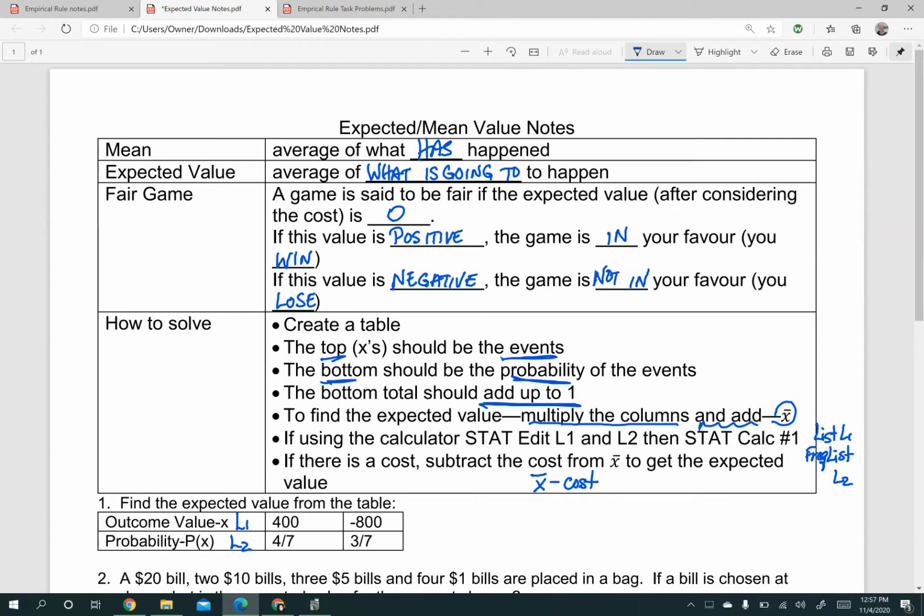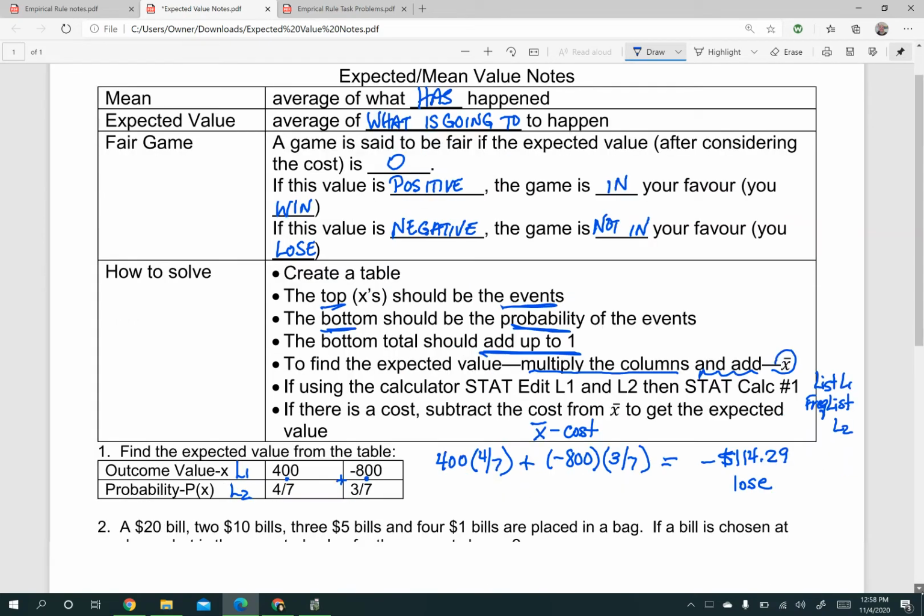Okay. So if we were doing this, we would do 400 times 4/7 plus a negative 800 times 3/7. And so that's how you would do these if you were doing them by hand. You multiply the columns. That's what it means by multiplying the columns. You multiply this times this times this, and then you would add here. And so this value is a negative $114.29. So you would expect to lose this amount if you played this game. Okay?